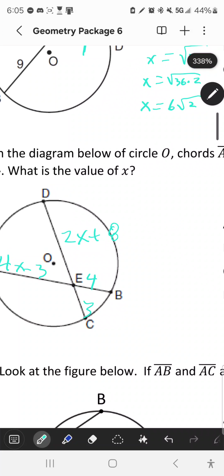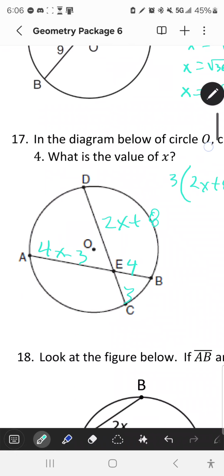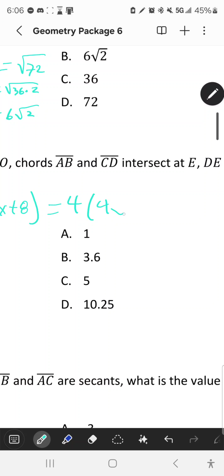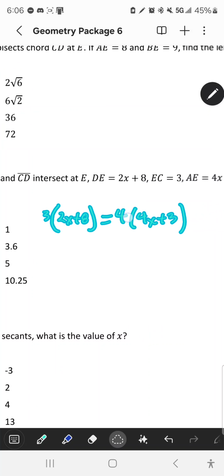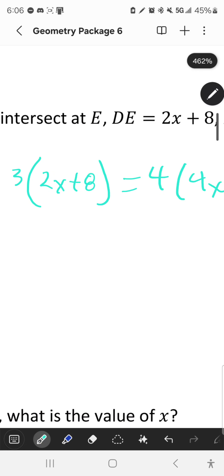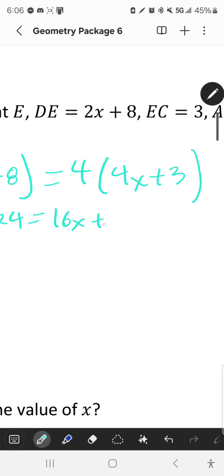So we say, okay, we multiply this, so 3 times 2x plus 8 must be equal to 4 times 4x plus 3. So this is what we have. We do our algebra: 3 times 2 is 6, so 6x. 3 times 8 is 24, so plus 24. Then 4 times 4 is 16, so 16x. 4 times 3 is 12, plus 12.